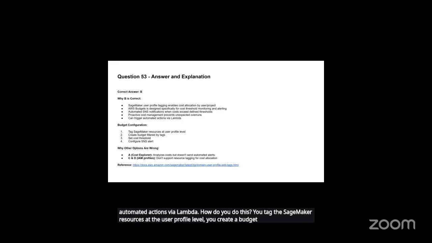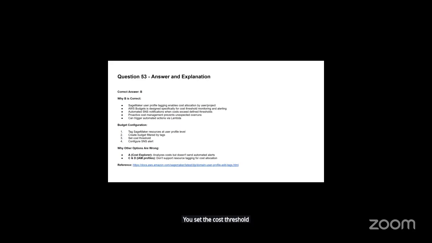How do you do this? You tag the SageMaker resources at the user profile level. You create a budget filtered by the tags. You set the cost thresholds and configure SNS alerts.